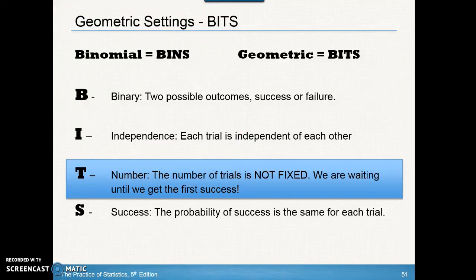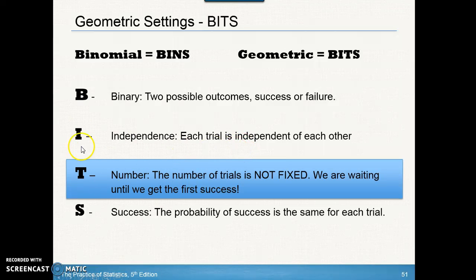So we literally have exactly the same conditions as a binomial distribution, except for the fact that our trials are not fixed. So instead of using BINS for geometric, we're going to use BITS. So Binary, there's still only 2 possible outcomes, success or failure. So we're rolling a die. I'm either going to get a 6 or I'm not going to get a 6. Independent, so when I roll a die, each trial is still independent of each other. One roll of the die doesn't affect the other.